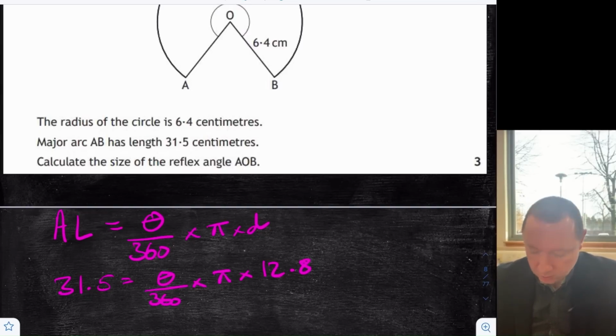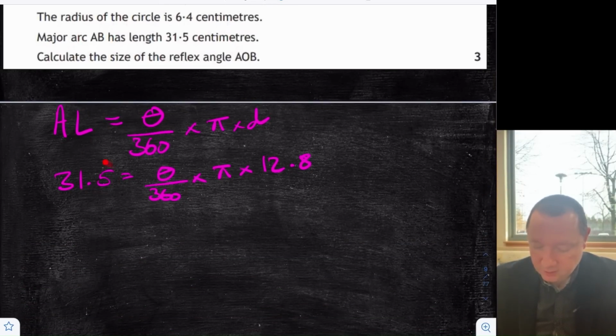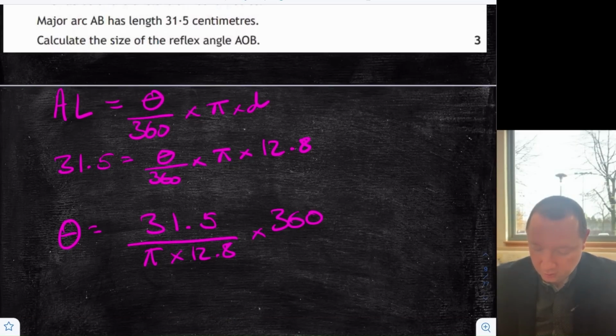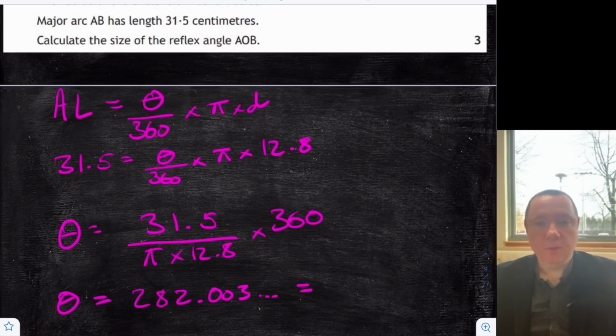And then we need to work backwards. So again, remember, we start with this. So our angle equals 31.5, and I'm going to divide by everything on the top, pi times 12.8. And we're going to times by everything on the bottom, 360. Then we get a mark if we can get that far. And then for a mark for our final answer for calculating our angle theta, when we do 31.5 times 360, divided by brackets pi times 12.8, is 282.003, or to a reasonable degree of accuracy, 282 degrees for our final answer.